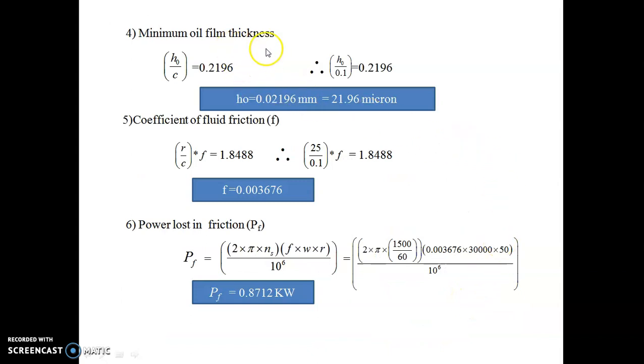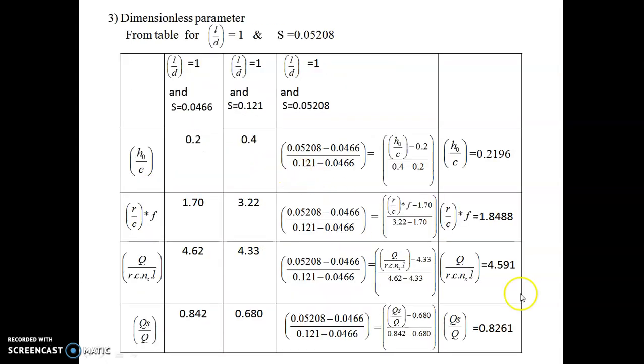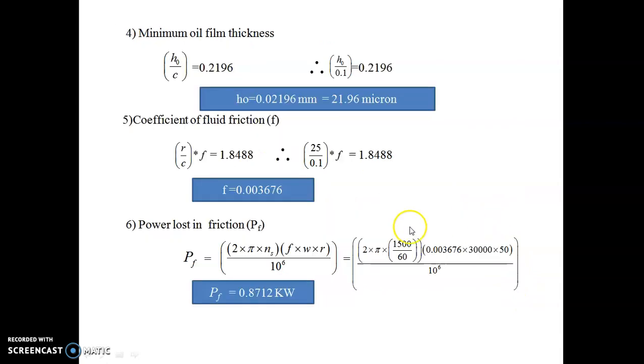So minimum oil film thickness h naught by C equal to 0.2196. By putting the value of C 0.1, we can get the h naught 0.02196 mm or equal to 21.96 micron. Then coefficient of fluid friction R upon C into f 1.8488. Put the value of R and C, we can get f equal to 0.003676.